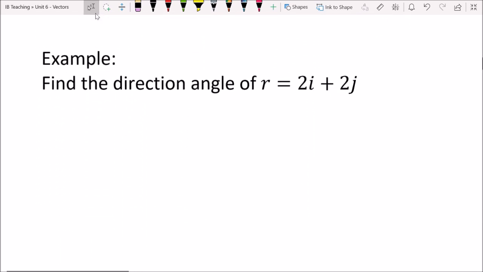With that understanding, it'll be common that we're asked to find the direction angle of a vector. So let's do the direction angle on this one. If you haven't noticed yet, there's a pretty good theme in this unit that we probably want to try to visualize the vectors in order to understand them. So that's what we're going to do here.